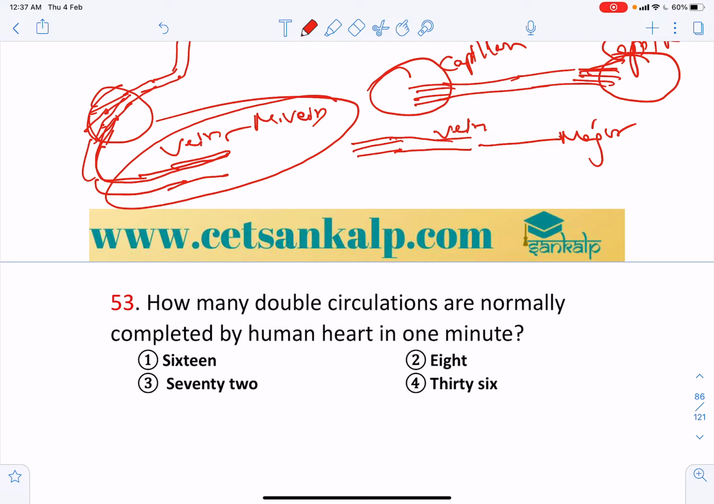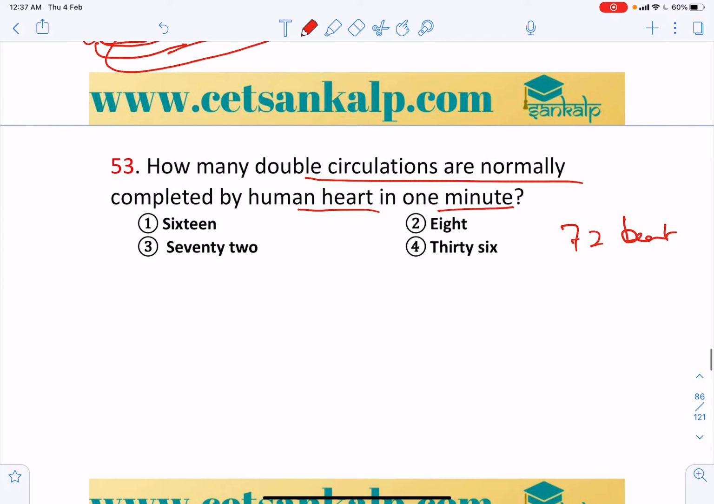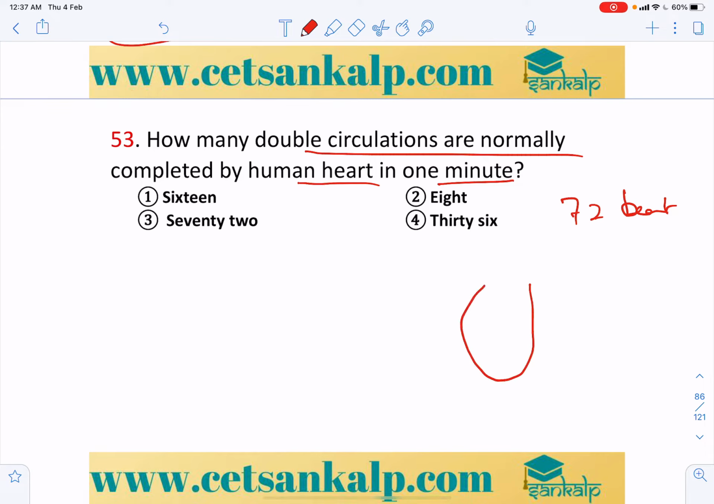How many double circulations are normally completed by the human heart in 1 minute? Generally, we know that there are 72 beats. Each time, blood flows from the right auricle to the right ventricle, and at the same time from the left auricle to the left ventricle. So we can say that 72 times it will complete double circulation.